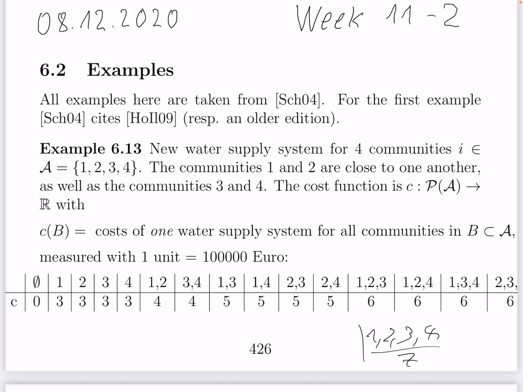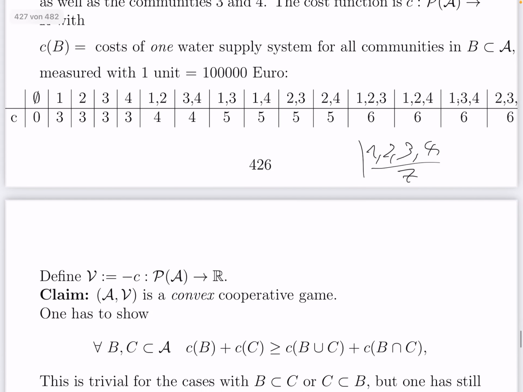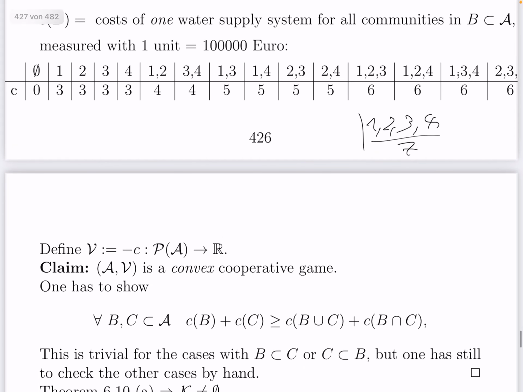But this is not yet a cooperative game because you have this cost function, but now by the sign change, I get immediately a cooperative gain. So minus the cost function is the coalition valuation V. Now there comes a non-trivial claim. It's surprisingly hard to prove. I claim that this cooperative game with minus cost function as coalition valuation is a convex cooperative game.